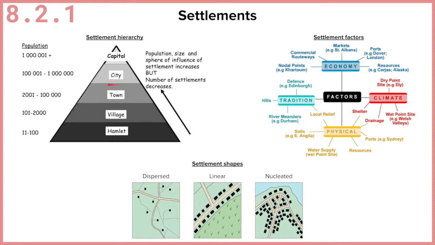Next, we have a town. For example, Hebburn and Jarrow would be classified as towns, although they've all merged together. We've got a population of between 2,000 and 100,000 people. So these are getting quite large now, and some towns can be incredibly large. And then we have cities. These can be from 100,000 to 1 million people. And then at the top, we've got capital cities.